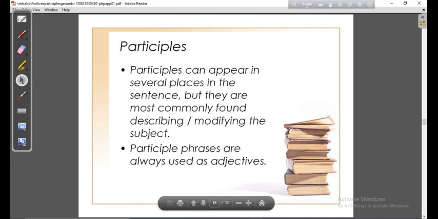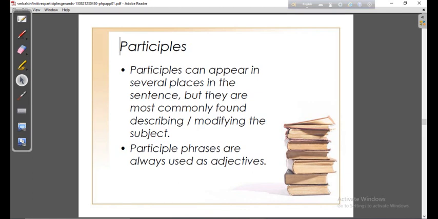Participles can appear in several places in the sentence, but they are most commonly found describing and modifying the subject. Whatever position they take in the sentence doesn't matter. But what is their function? Their function is to modify the noun, to modify the subject. The subject must be a noun, a noun phrase, or a noun clause.